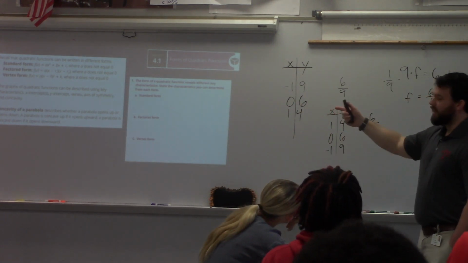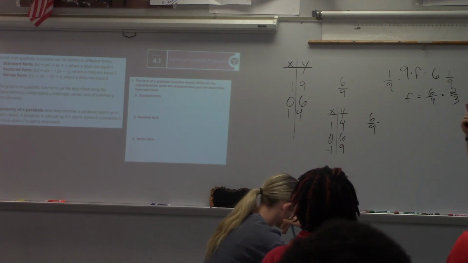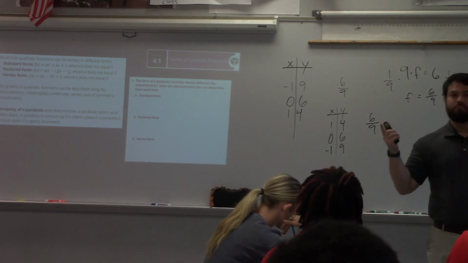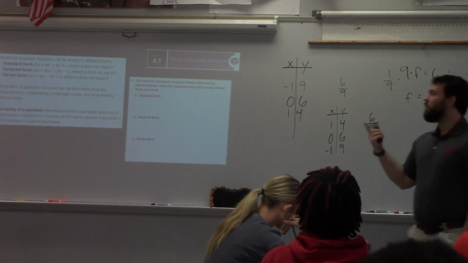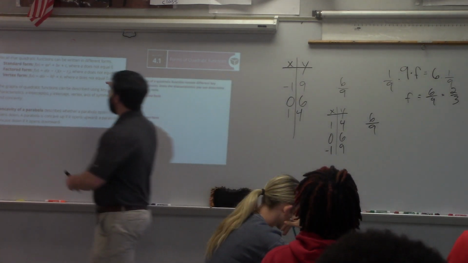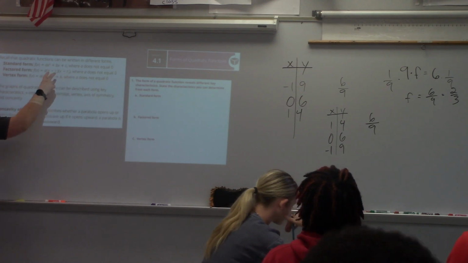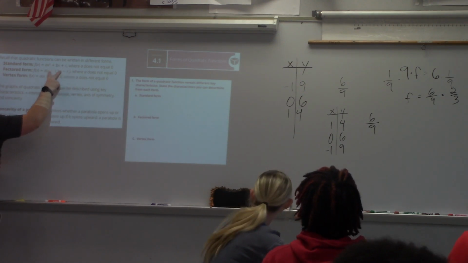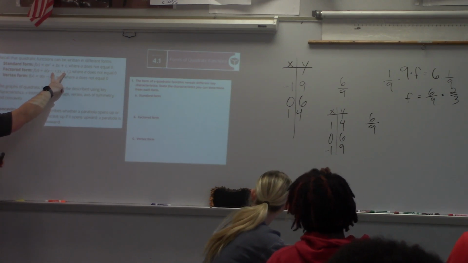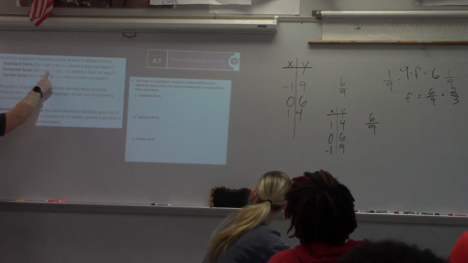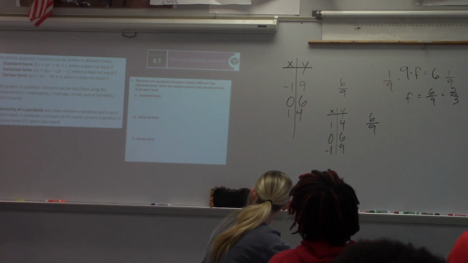When I look at factored form, we should already have this in our notes. What features can we see in factored form? X-intercepts. What in this factored form controlled those x-intercepts? R1 and R2. Do not forget the small detail that a lot of people skip over: I always need the opposite of the sign here, because it's x minus r1 and x minus r2.